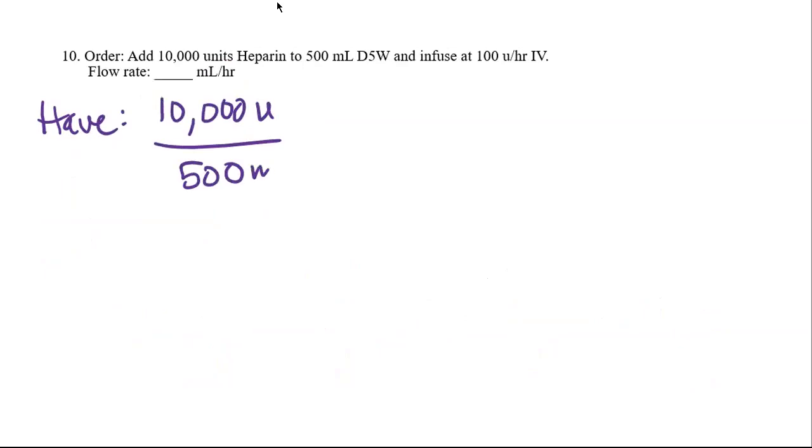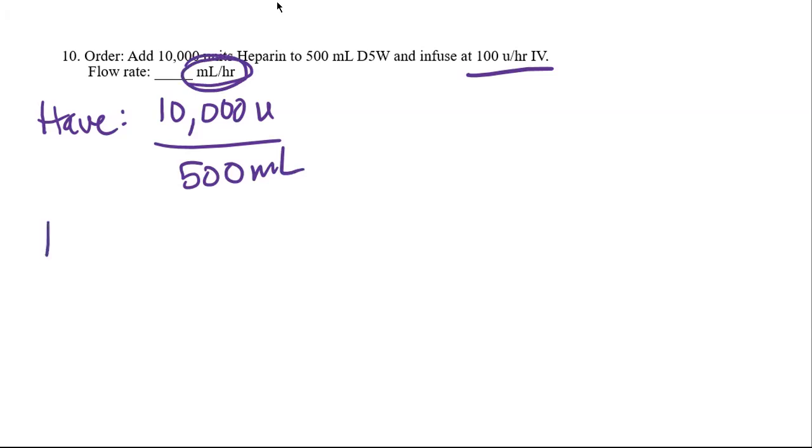So now let's do another one. 10,000 units of heparin in 500 milliliters. We're infusing it at 100 units per hour. We want to know how many mils per hour. So in the IV bag, we have 10,000 units and 500 milliliters. We're infusing it at 100 units per hour, and we want to know milliliters per hour.